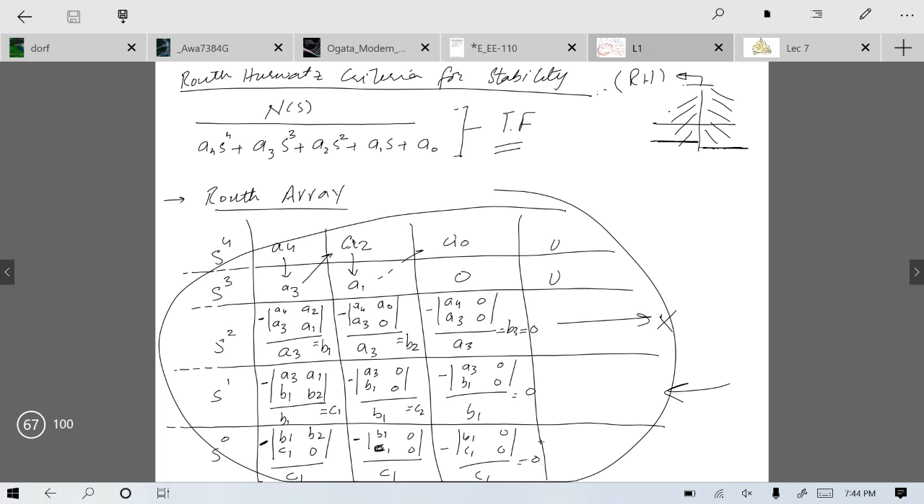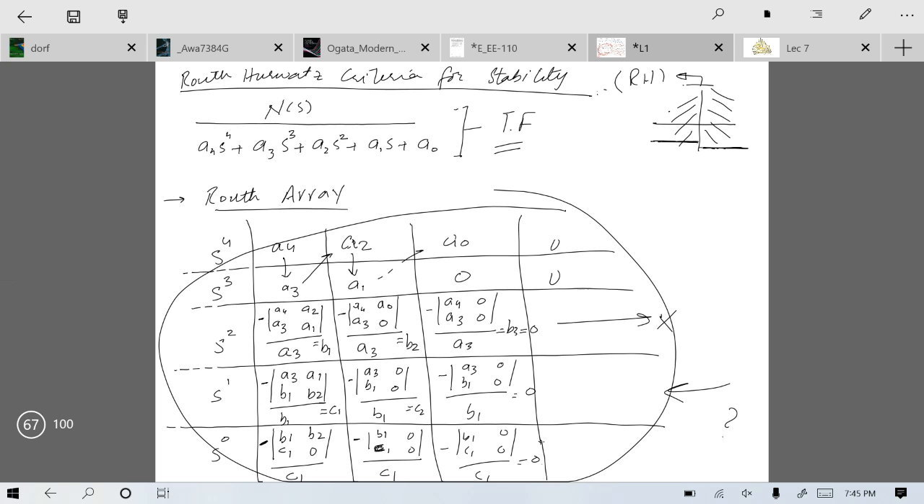So you should have a brief idea that the coefficients in the first column of the Routh array are very important, because if any of these coefficients is zero, then there would be a problem. We will see how to tackle that problem later in this lecture, but you must have an idea that this whole row is dependent upon this A3, this whole row is dependent upon this B1, and this whole row is dependent upon this C1 because it is in the denominator. So if A3, B1 or C1 is 0, then obviously these terms would be undefined or infinity. So in that case, how we will find the stability would be a question mark.